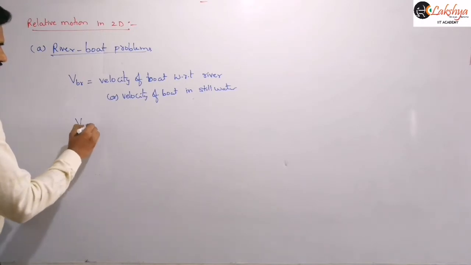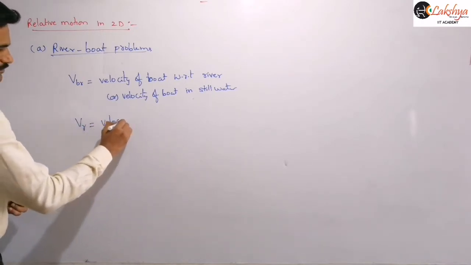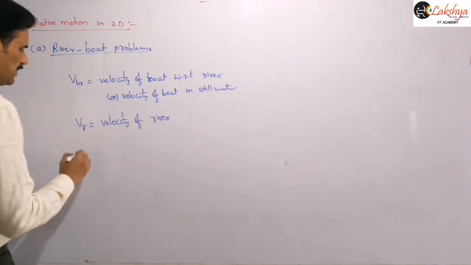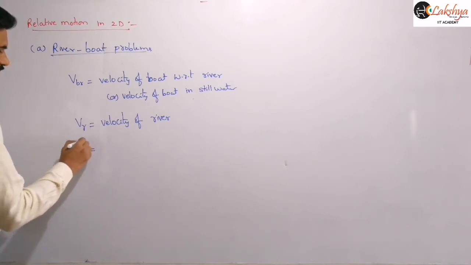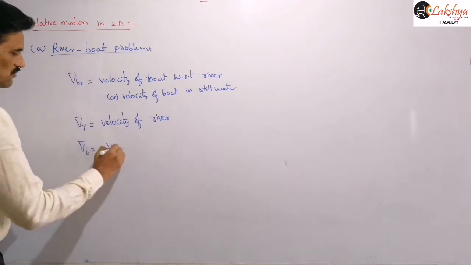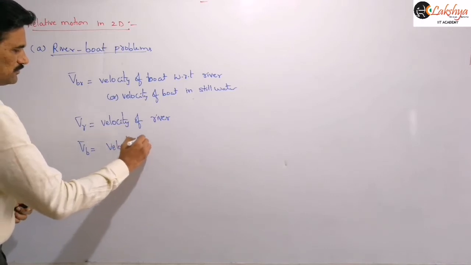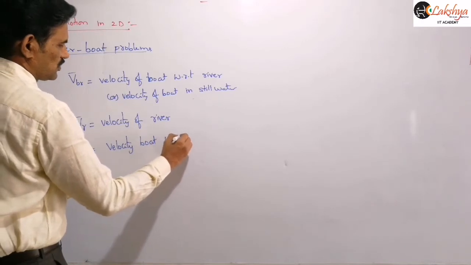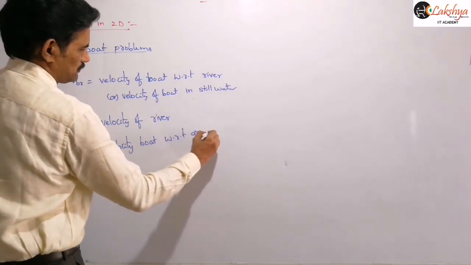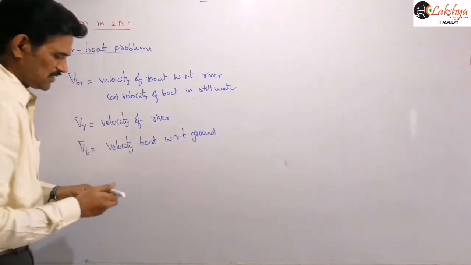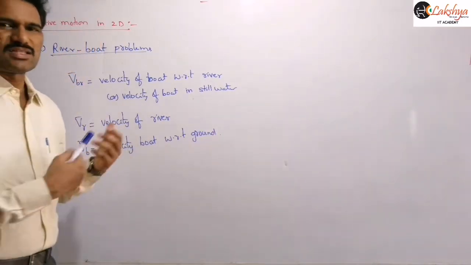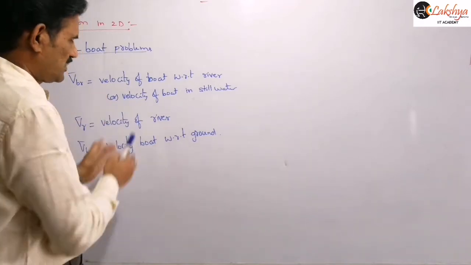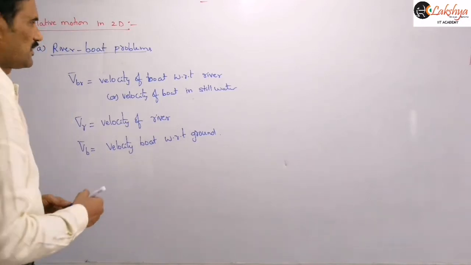And next, the velocity of the river. And next, this VB is the velocity of boat with respect to ground, means an observer on the bank here. Velocity of boat, or if you are taking it as a swimmer, then the velocity of swimmer you can consider here, right? So these three terms we use in riverboat problems here.